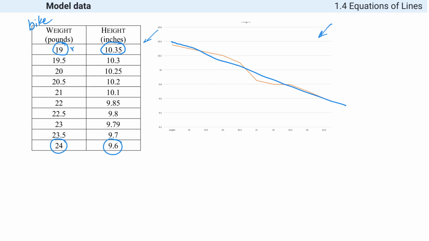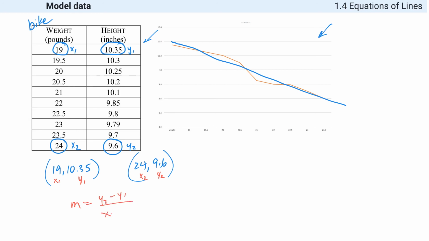So this I would call x1 and this y1. This I'd call x2 and y2. And then I do exactly the same thing as I did on that slide before, or the one before that one, where you have 2 points. So I have the point 19 and 10.35, that's 1 point. And I have the point 24 and 9.6, that's the second point. And so this is x1, y1, x2, y2. And then I'd use my formula to figure out what the slope was.